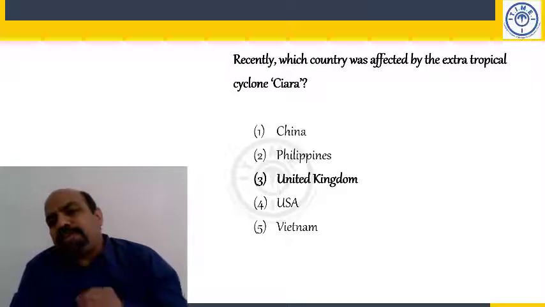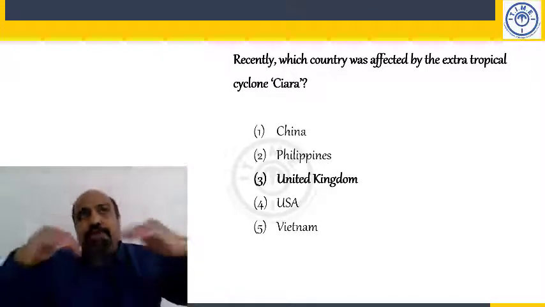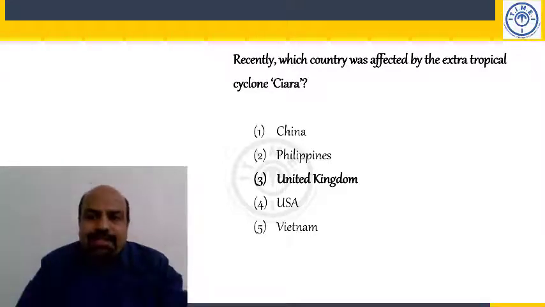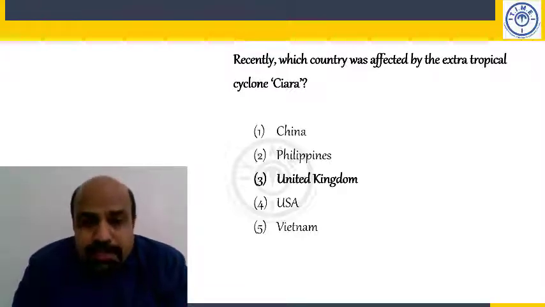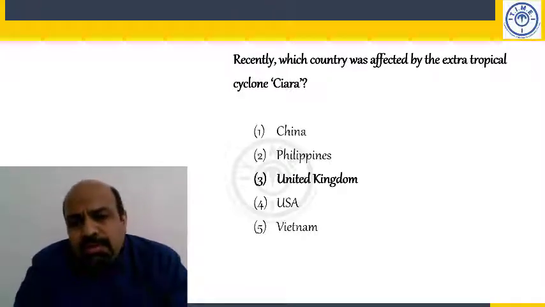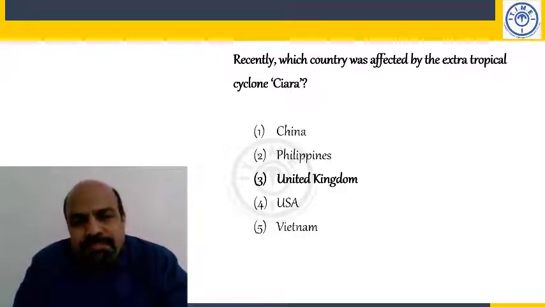Recently, which country was affected with the extratropical cyclone Ciara? Extratropical, beyond the tropics, beyond 23.5 degrees latitude. So that was United Kingdom, my friends. We know about it from yesterday. I think we took notes on Vietnam, so we'll not write anything about Vietnam. Philippines also we took notes, so I think we'll just skip this.